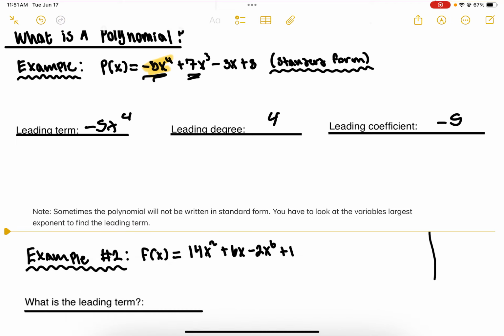Alright, so in example 2, it shows, as mentioned before, a polynomial function, but this time it's not in standard form. So, what is the leading term? I'm going to give you a second to try to figure it out based on the clues that I gave you in the first example. You think you got it? Well, if you chose negative 2x raised to the 6th, you're correct, because it does have the highest degree.